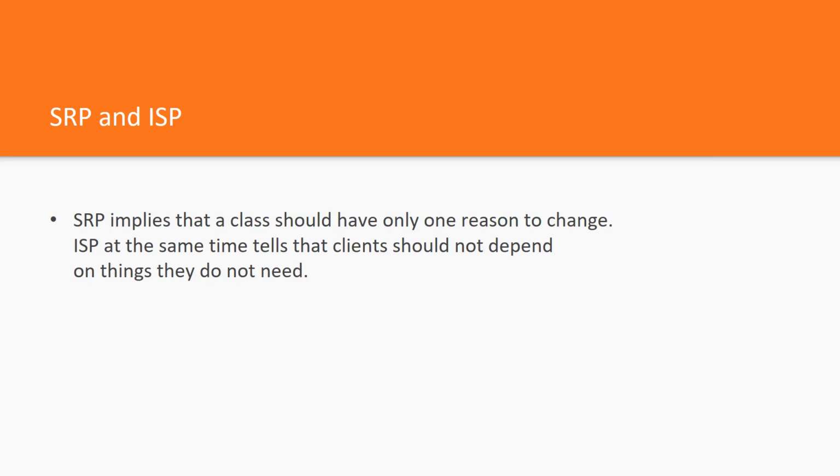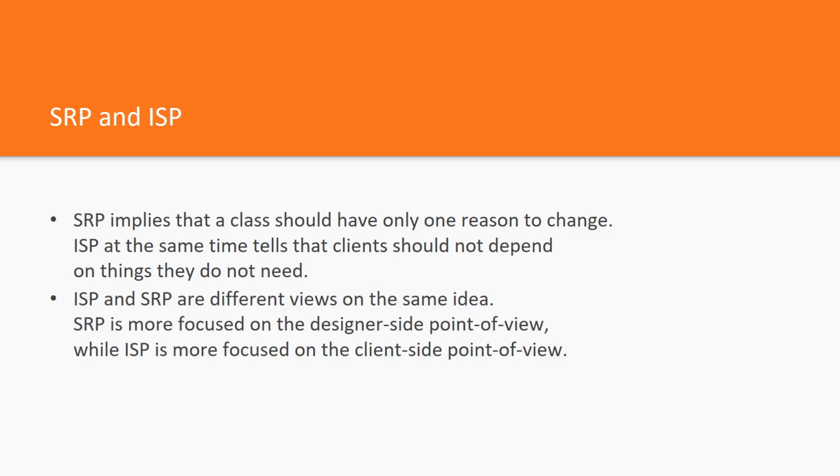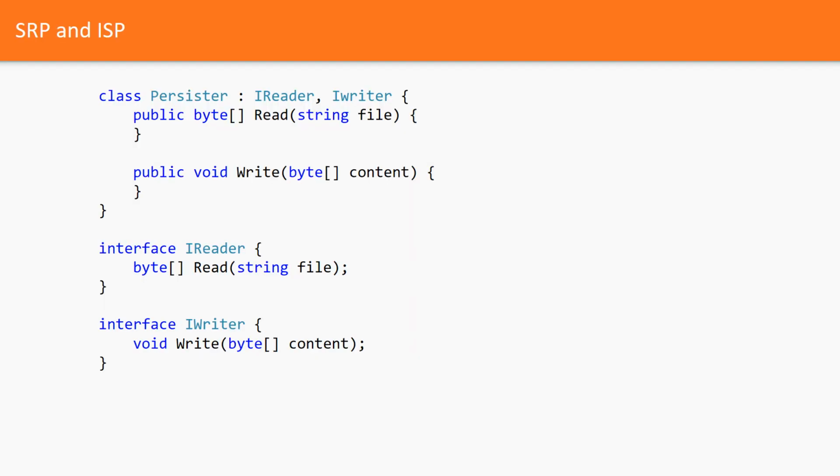SRP implies that a class should have only one reason to change. ISP at the same time tells us that clients should not depend on things they do not need. More concretely, and going straight to the point, there are different views on the same idea. SRP is more focused on the designer side point of view, while ISP is more focused on the client side point of view. Consider the following example.